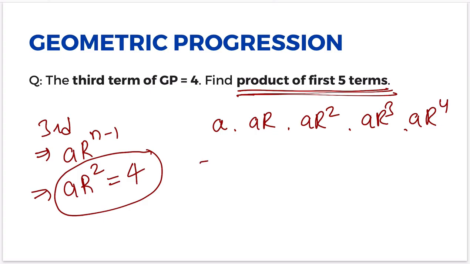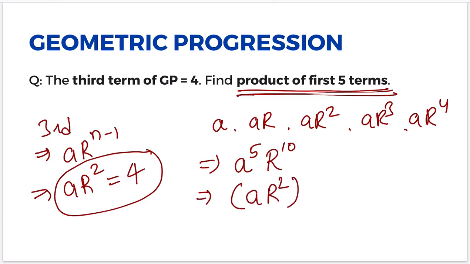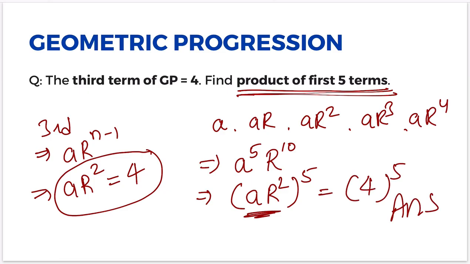To multiply all 5, you just add the powers of a, that is 1 plus 1 plus 1 plus 1 plus 1, 5 times, and for r add all the powers: 4 plus 3 is 7, plus 2 is 9, and 10. So this is the answer you get: a raised to power 5 and r raised to power 10. Taking 5 common out of it, a r square raised to power 5. We know a r square is 4, so 4 raised to power 5 is the answer you are looking for. Correct? So if you know the formulas for the nth term, the sum of n terms, and the sum of infinite terms, you need to know the formula.